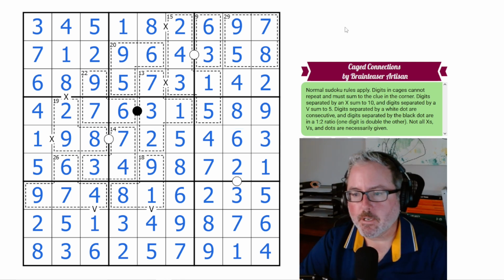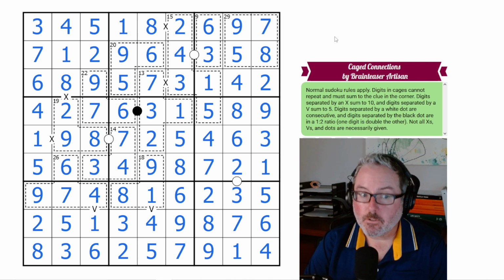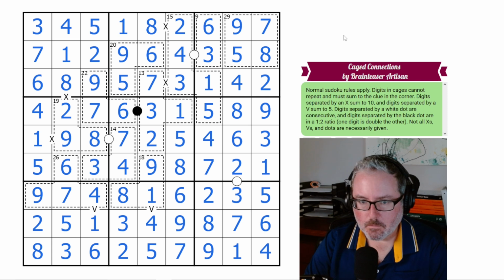Cage Connections by Brainteaser Artisan. It took me a little longer than it should have. I had a little mishap back here too as well, but excellent puzzle, all worked out quite lovely.